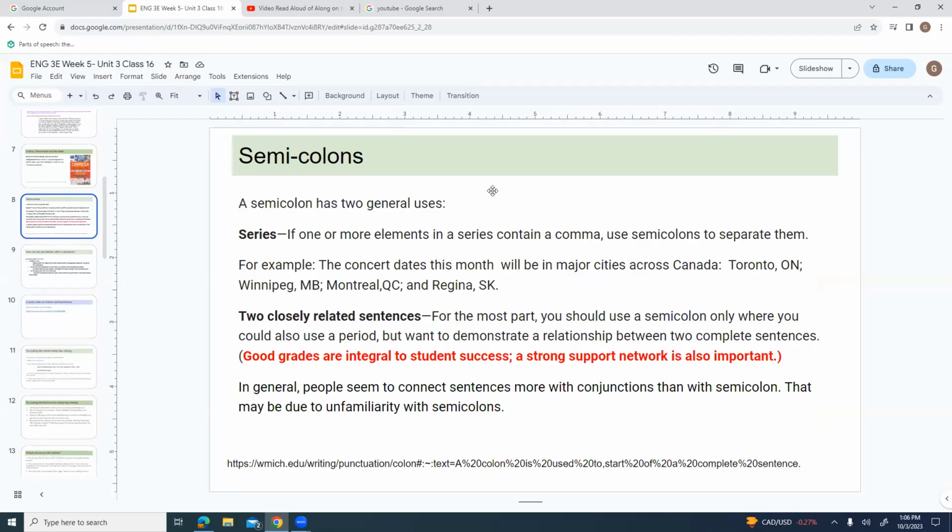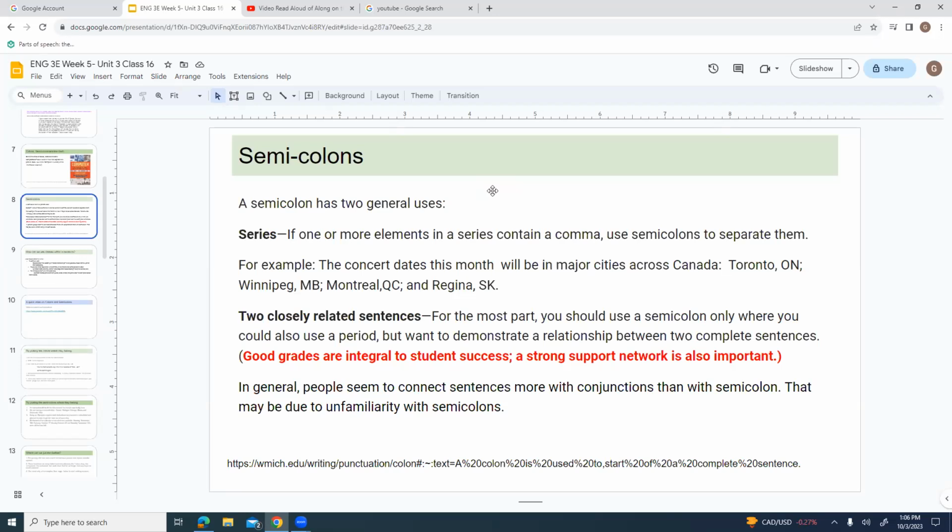Semicolon. A semicolon has two general uses. One, if one or more elements in a series contain a comma, we use semicolons to separate them. So for example, if we're talking about cities, we usually put city and then a comma and then the province. But if we do a whole bunch of those at once, it looks really odd. So for example, the concert dates this month will be in major cities across Canada.